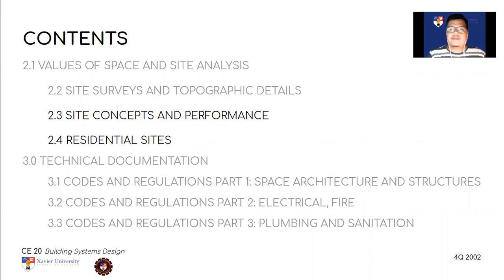In this first part of a recorded session, we'll first discuss site concepts and performance. And then later, we'll talk about residential sites. And in that aspect, we will discuss the different architectural design concepts, and how this will affect your architectural perspectives. Next to that, we'll do technical documentation that includes space, architecture, and structures on how you can prepare the documents needed for a structural design and how this will affect your architectural planning. We'll also talk about codes and regulations for electrical, fire, and even for mechanical plants. And third, on codes and regulations, part 3 involving plumbing and sanitation.